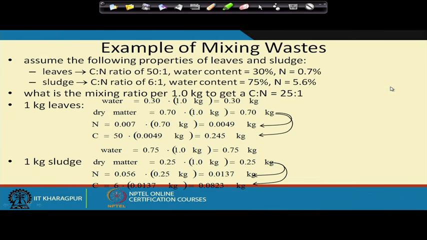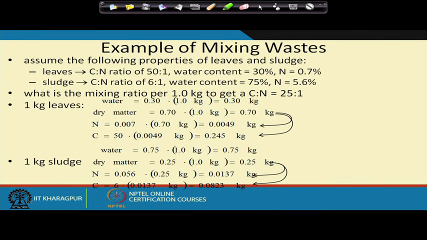So now, in terms of some of the math problems. If you are running a compost plant, you will not be dealing with only one type of waste, because many times you will have people bringing in different types of waste, and now you are trying to find out in what ratio you should mix them so that you get an optimum carbon nitrogen ratio.